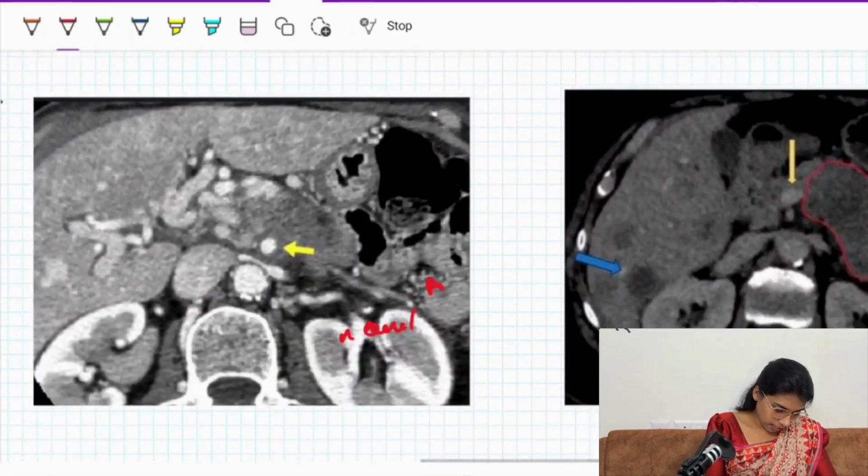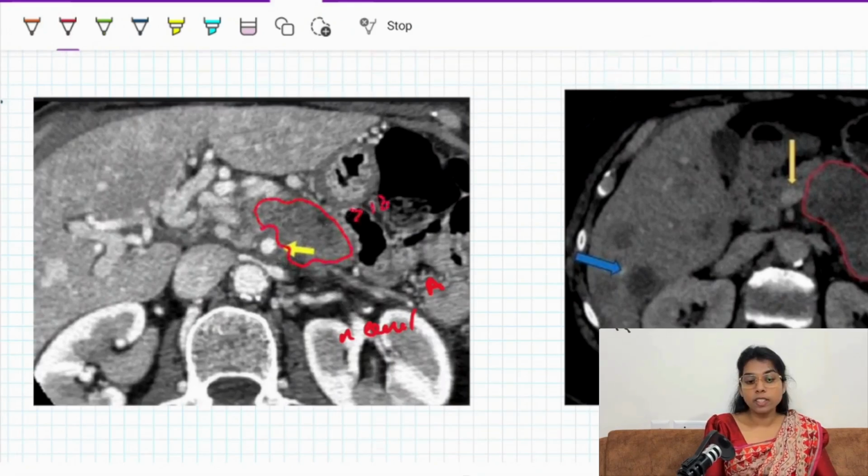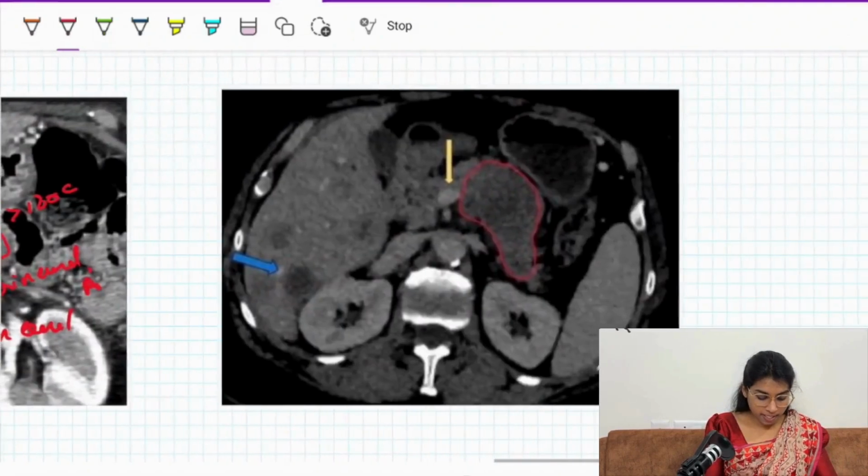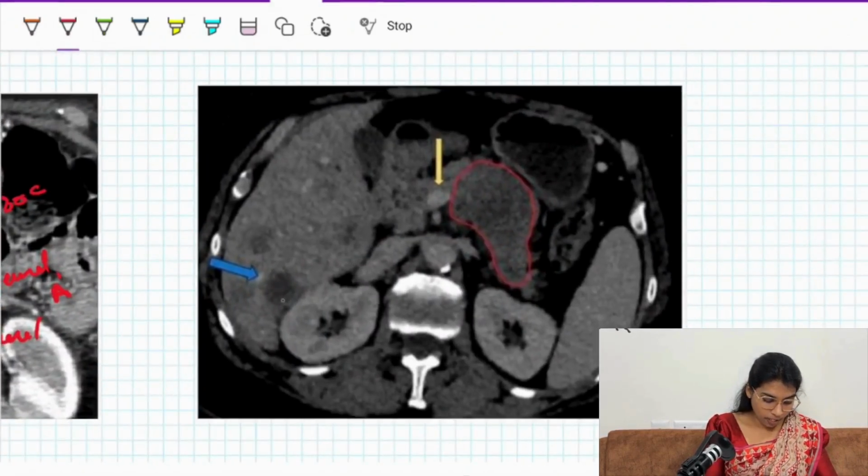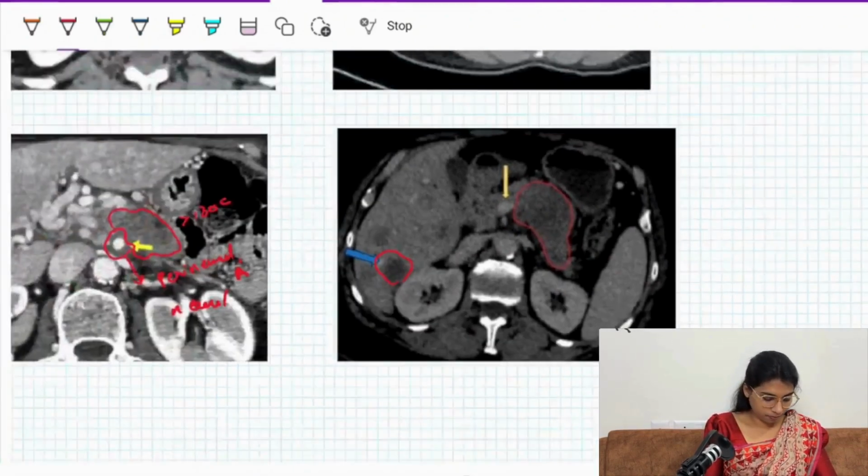This is a third case scenario where you can see this entire thing is PDAC and it is showing more than 180 degree contact. So this becomes a locally advanced disease. Along with it, you can see that there is a sheet-like soft tissue which is extending along the superior mesenteric artery. So this is nothing but a perineural spread. And this is the last case scenario where you can see multiple liver metastasis. So this is a distinct mets.